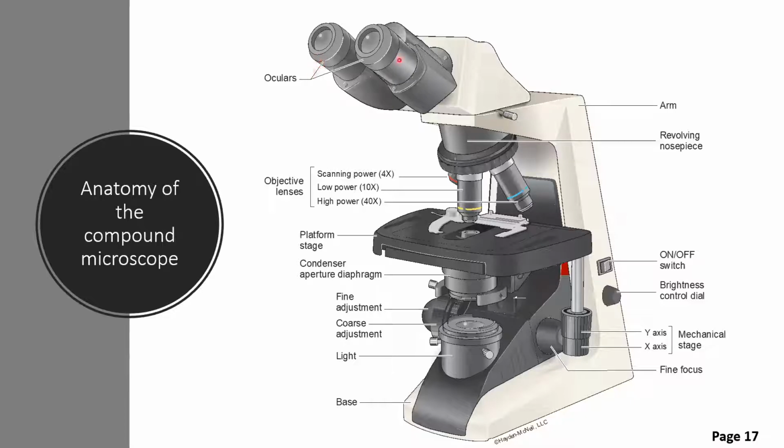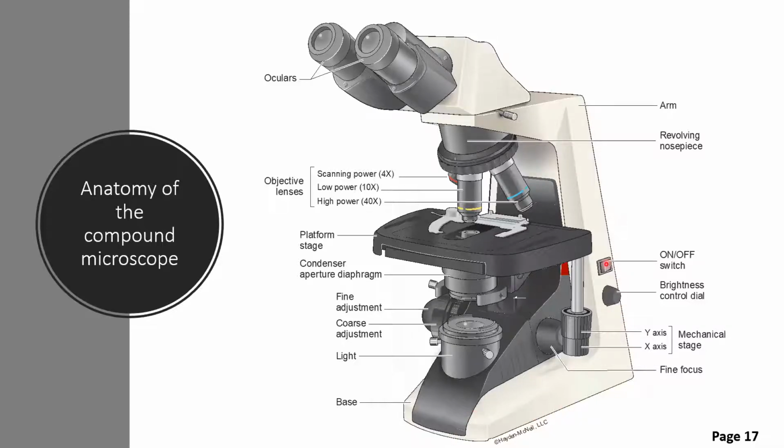So up here you have your oculars or your eyepieces. This is what you're gonna look into to be able to view your specimen. So you're gonna have to adjust these oculars to the appropriate width of your face. And these oculars will give 10 times magnification. This is your arm of your microscope. So if we were in lab, you would have to carry your microscope by the arm and the base.